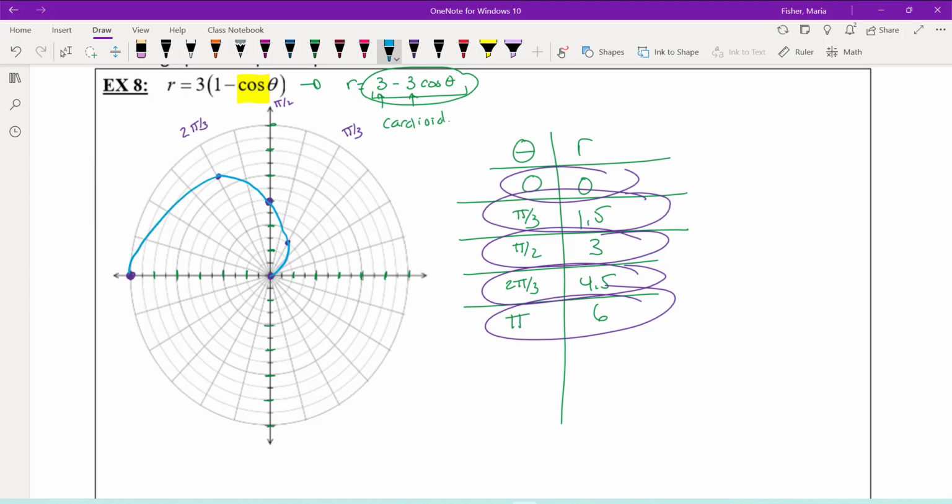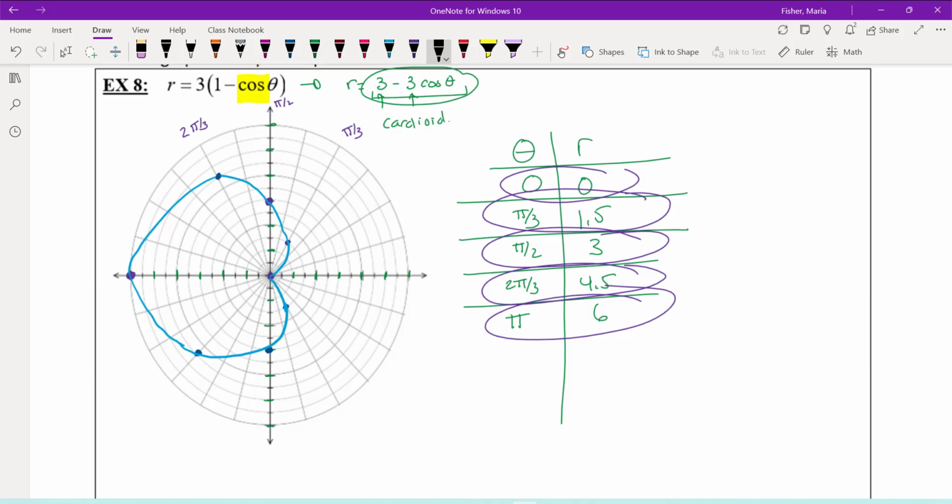Remember, this is symmetric with respect to the x-axis, so I get to reflect all these points on the other side of the x-axis. So if I take this point here and I reflect it on the other side of the x-axis, it's going to be right here. If I take this point and I reflect it on the other side of the x-axis, it's going to be right here. And if I take this point and I reflect it on the other side of the x-axis, it's going to be right here. So now let's finish graphing our cardioid by connecting the other dots. And there we go. That's the graph of 3 times 1 minus the cosine of theta.